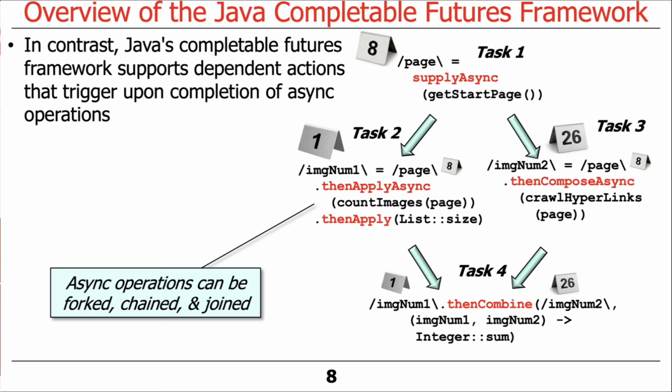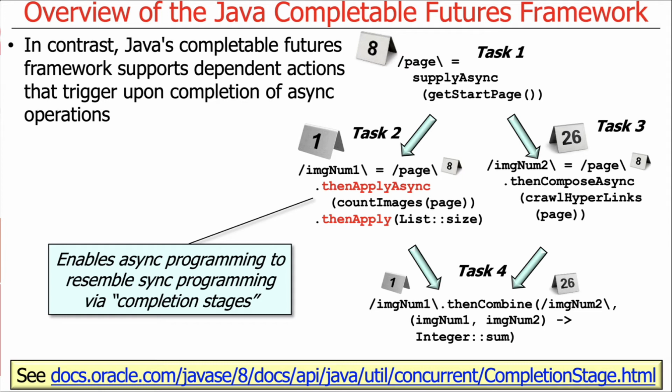And then task 4 gets to run when table tent number or completable future 1 is done and completable future 2 is done. And when both those things are done, then we can combine the results together and then compute the sum of the results. And again, as I mentioned before, task 3 itself will then recursively, for every hyperlink, do the whole thing from task 1 to task 4 for each of the recursive hyperlinks. So as you can see here, these asynchronous operations are being forked, chained, and joined together in a very flexible way.